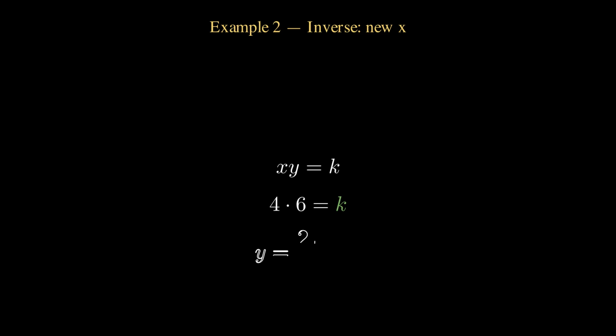Example 2, medium. Suppose y varies inversely with x. When x equals 4, y equals 6. Find y when x equals 8. Write xy equals k, or y equals k over x. Plug in 4 and 6, so k equals 24. Now use k equals 24 with x equals 8, then y equals 24 divided by 8, which is 3.